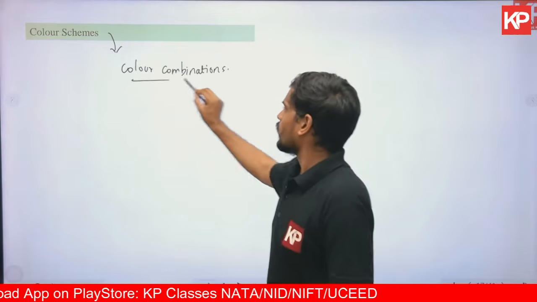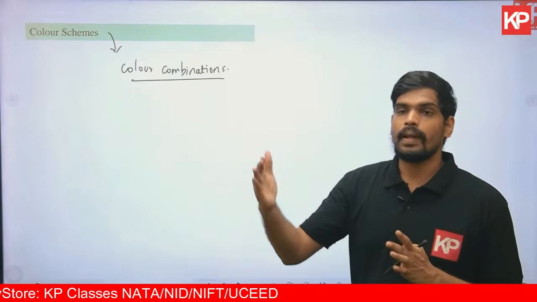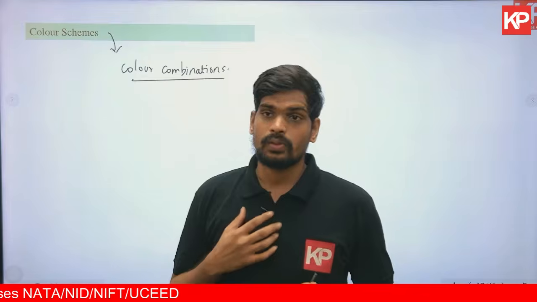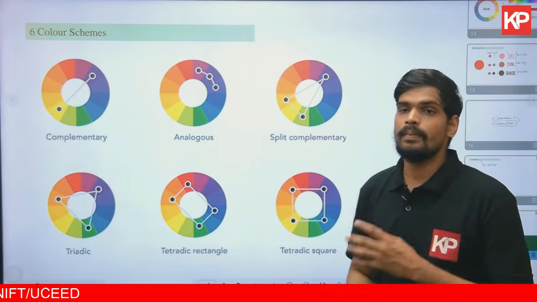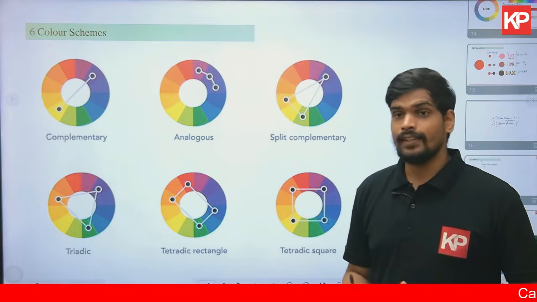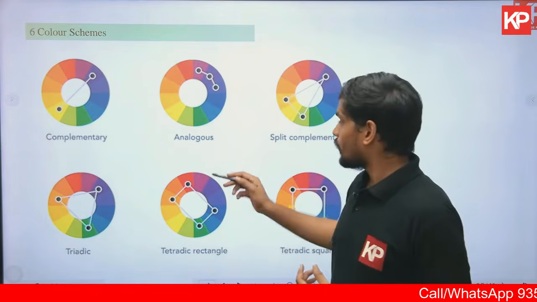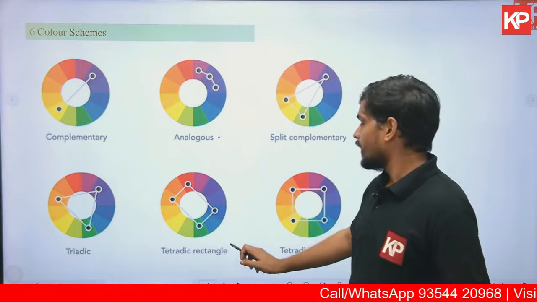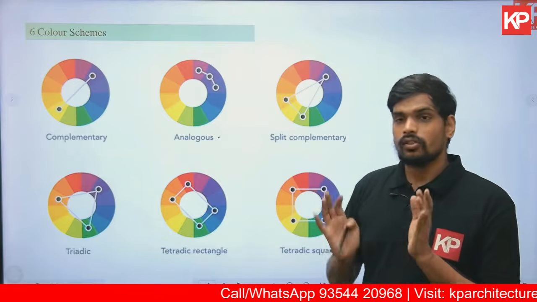There are various types of color combinations which we will study for various purposes. We'll study one by one and try to understand the various names of the color schemes and where you apply those color schemes. To give you an overview, there are 6 or 7 important color schemes, starting with complementary color scheme, analogous color scheme, split complementary color scheme, triadic color scheme, tetradic rectangle color scheme, and tetradic square color scheme. This is an overview. So let us go one by one.